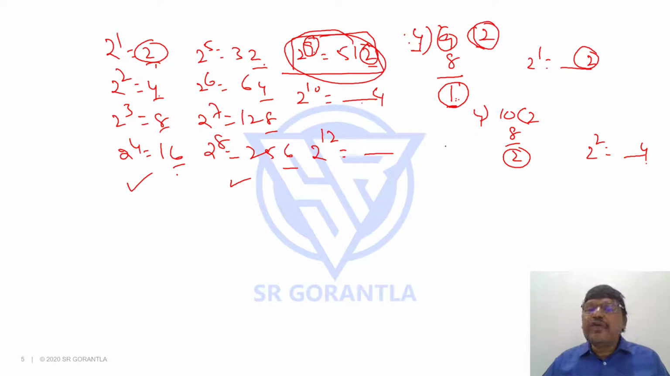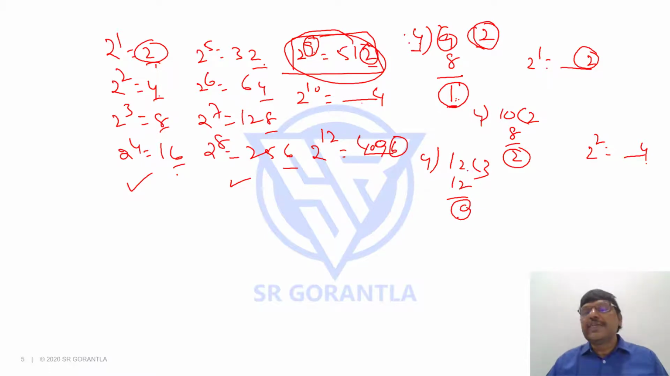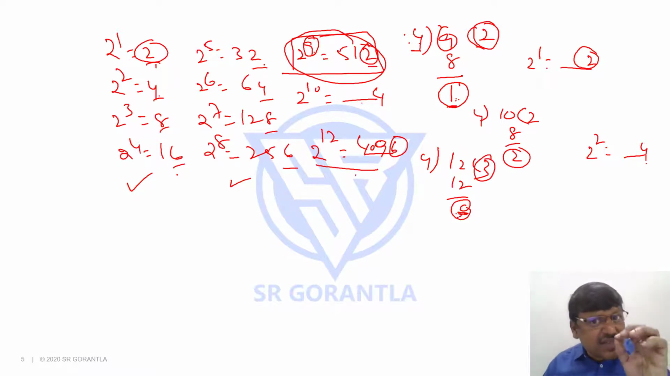12, if I divide by 4, what happens? 4 threes are 12, remainder is 0. Should I take 2 power 0? No. 2 power 0 is 1, but 2 power 12 will be 4096, so 6. Students, the remainder is 0 means you have finished 3 rounds, you're just at the last step. Remainder 1 means you're at the first step, remainder 2 means the second step, remainder 3 means the third place, remainder 0 means you're at the last place.